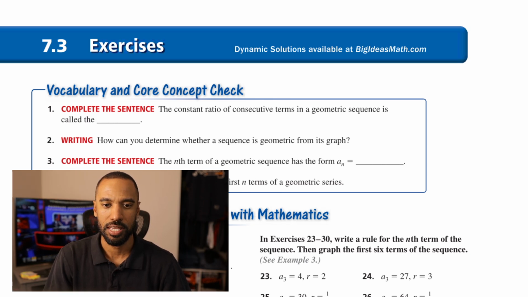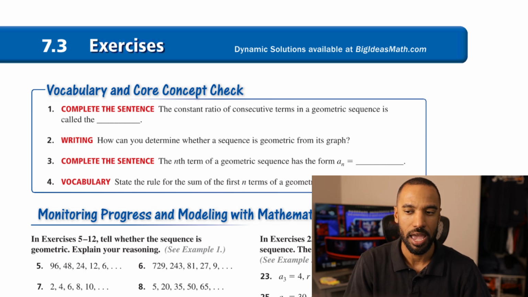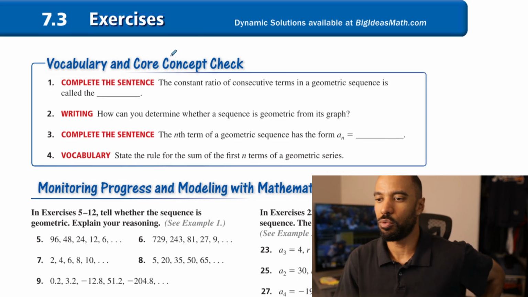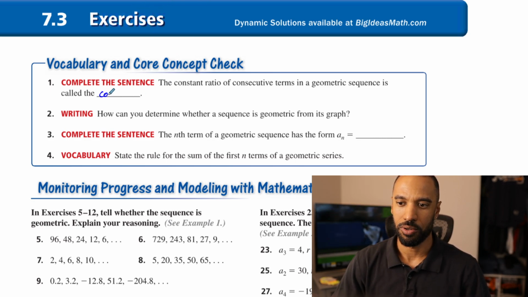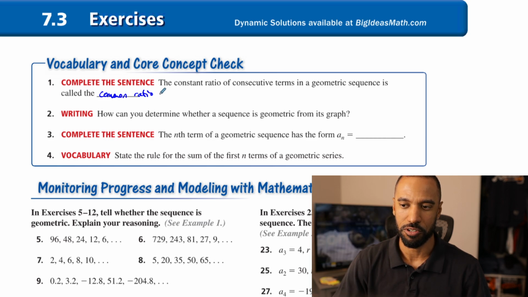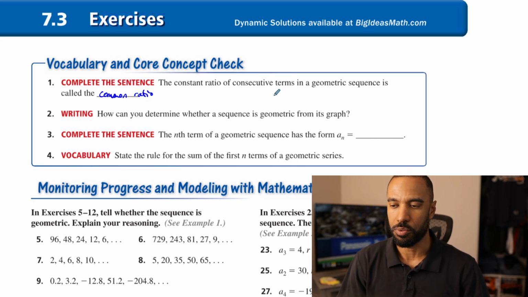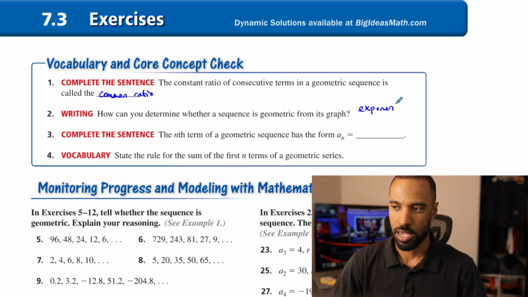All right. That is the end of the lecture portion. Let's go into questions 1 through 4 on the vocabulary and core concept check. Number 1, complete the sentence. The constant ratio of consecutive terms in a geometric sequence is called the common ratio. That's a lot like what we had to do in section 6.2, where they mentioned common difference as the answer there. Number 2, in writing, how can you determine whether a sequence is geometric from its graph? It needs to be exponential in nature.